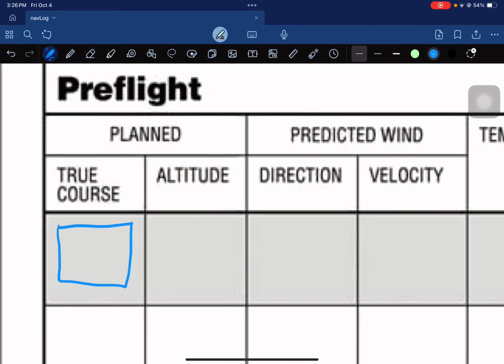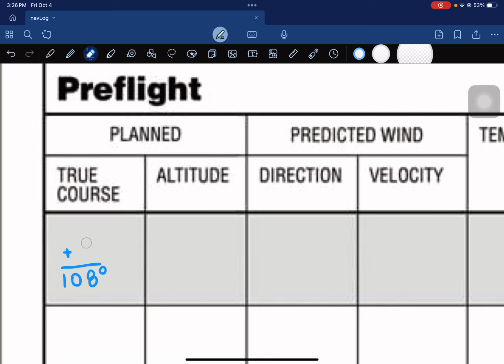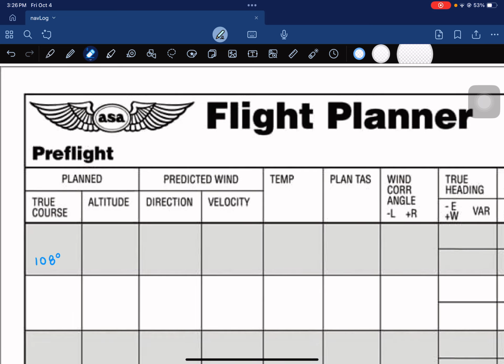Well, I read 18 degrees from the ruler plus 90 for a total of 108 degrees, which again for sanity check makes sense if we're flying from the northwest to the southeast.